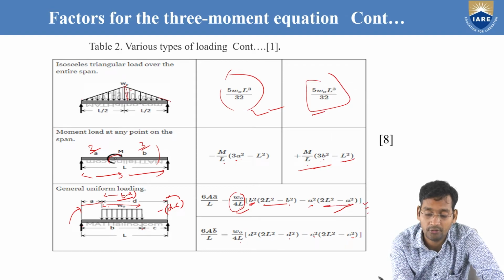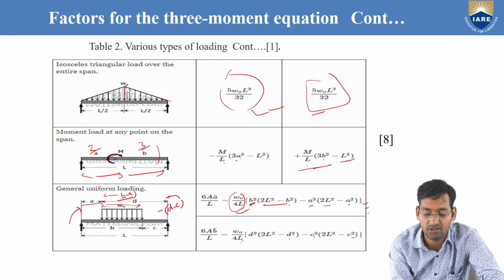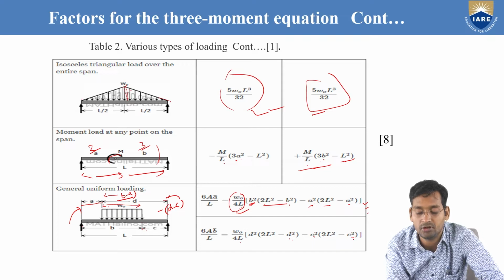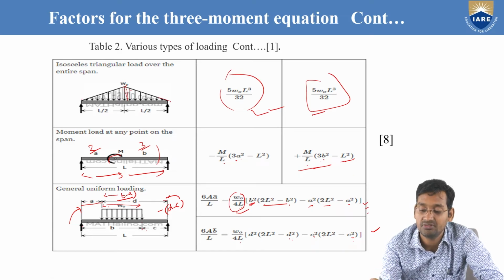Okay. Now next, similarly for this one, W naught by 4L. Now this side, the last one is up to D, it's separate. So D square into 2L square minus D square, and then minus C square this side. So minus C square into 2L square minus C square. So like this. For this you have to remember these values.